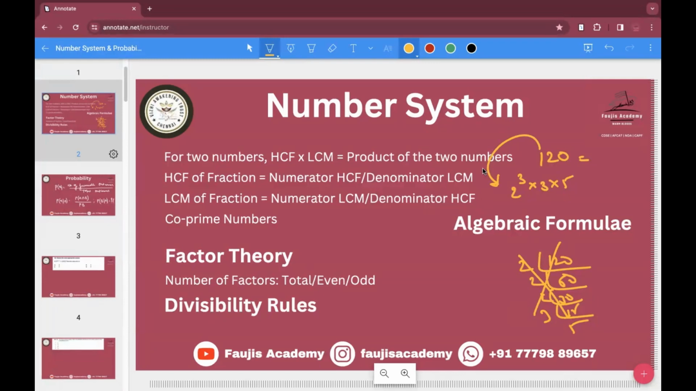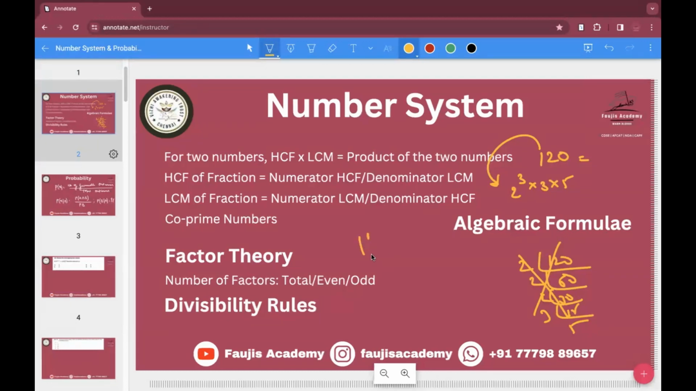Let's write somewhere 4 into 5 into 6. How many 2's are there? There are 2 2's, 1, 2. So 2 cube. 1, 3 is also there in this 3. 1, 5 is there. That's it. Think it that way. Be quick. It comes, it's a function of practice.